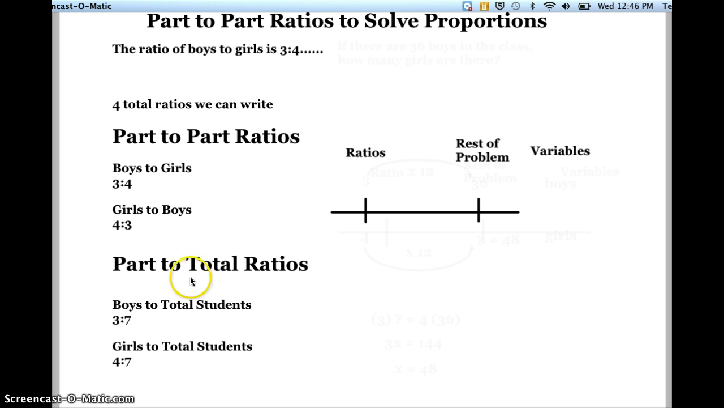Now the way I got the 7 is I added up the 3 boys and the 4 girls to get 7 total students. So that's a 3 to 7 ratio from boys to total students, and a 4 to 7 ratio for girls to total students. Let's look at the rest of the problem and see what it says.